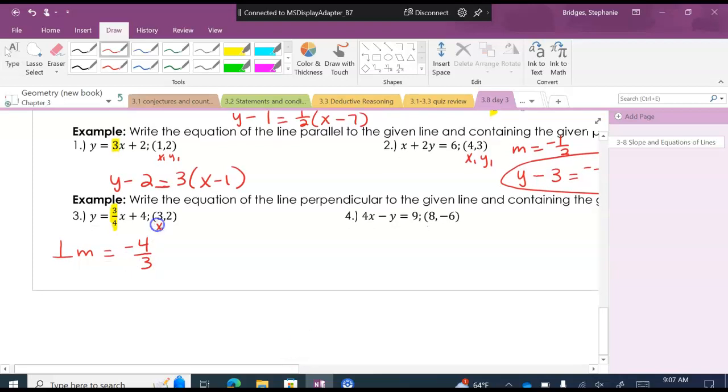And then I still just use that point as x1, y1, and we plug it in. Is everybody good with where I got that perpendicular slope from? Change the sign, flip it upside down. So it is going to be y minus 2 equals negative 4/3 times x minus 3.